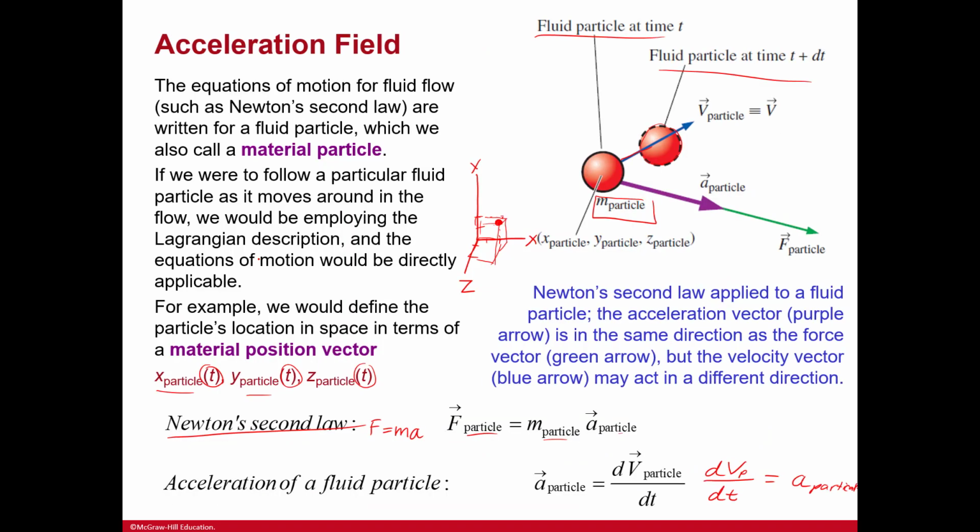We also have an acceleration field, and the equations of motion for fluid flow, such as Newton's second law, are written for the fluid particle, which we also call the material particle. That's because we take Newton's second law, force equals mass times acceleration, and we put that on a particle level. But remember, we're not really looking at it on a particle level, okay?